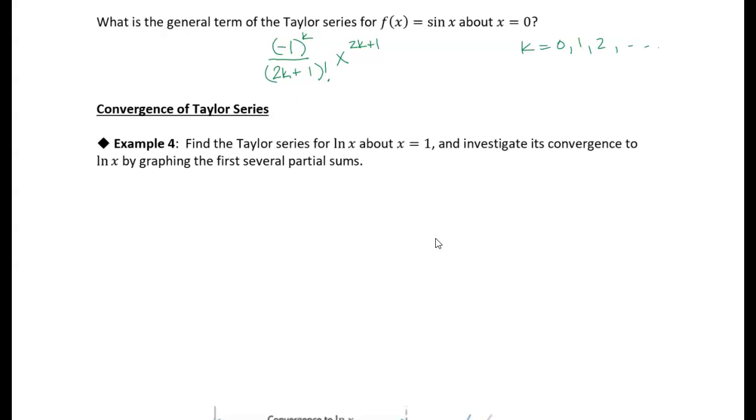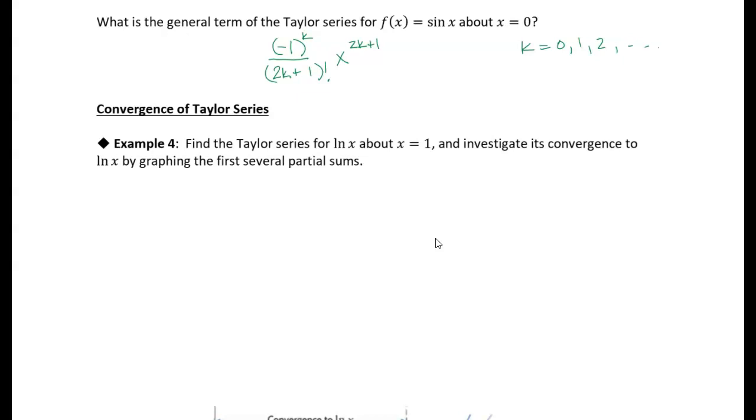But the idea is that if you add more and more terms to a Taylor series, how closely can you get to the actual function you're trying to model, and what range of values will it converge? How well will the Taylor series represent the function you're trying to model? So this last example that I'm going to go through is just kind of introducing that idea of convergence.